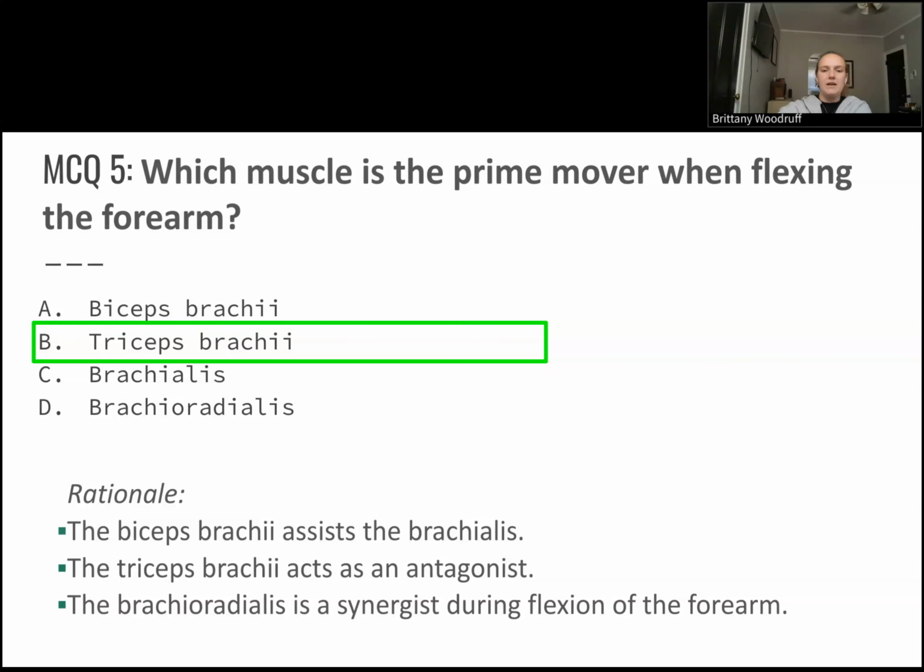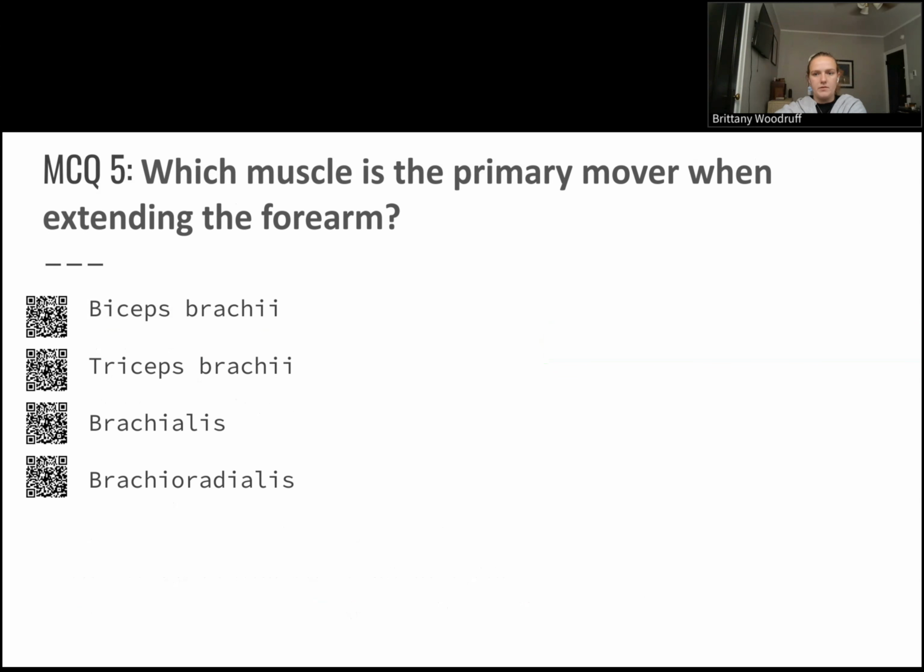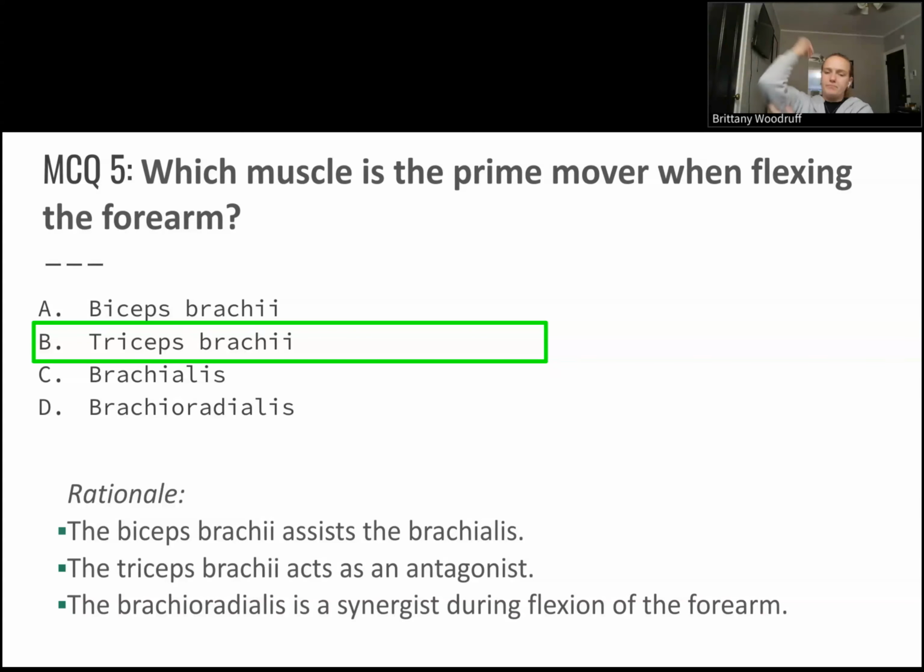Okay, extending. Wait, did I accidentally leave the... Yeah. This one is wrong, but the first one is right. Okay, so extending the forearm, triceps.